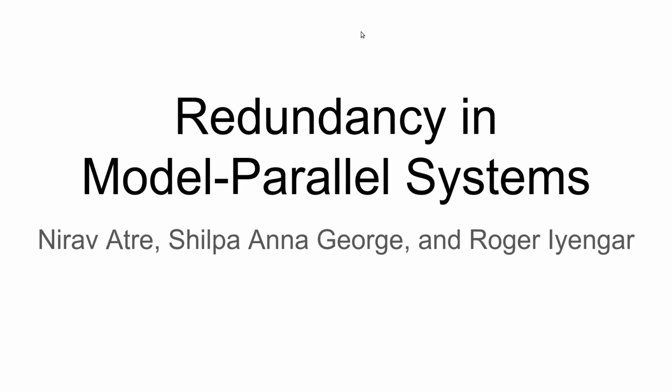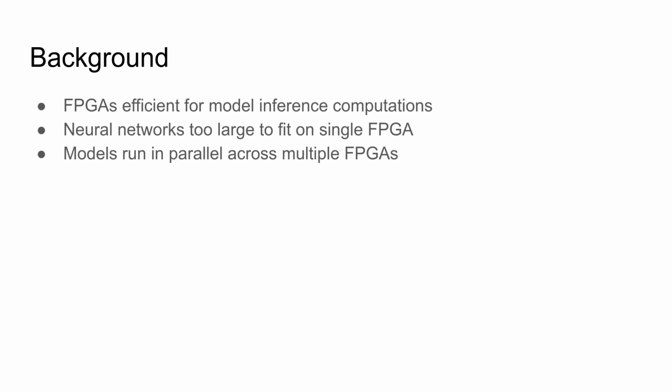We worked on redundancy in model parallel systems. Field programmable gate arrays, or FPGAs, are efficient for running the computations required for model inference. However, some modern neural networks are too large to fit on many FPGAs. In order to run these models on these smaller FPGAs, you have to split up the computation and run different parts of it in parallel across multiple FPGAs.